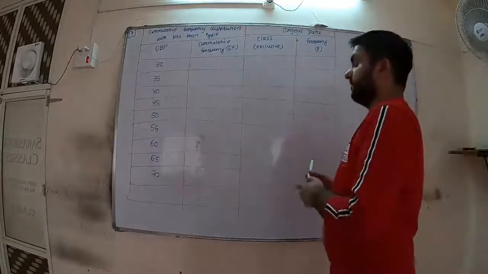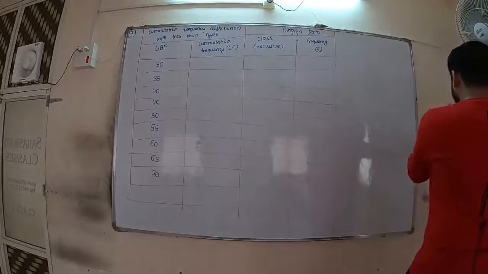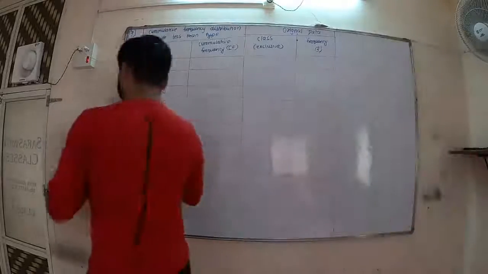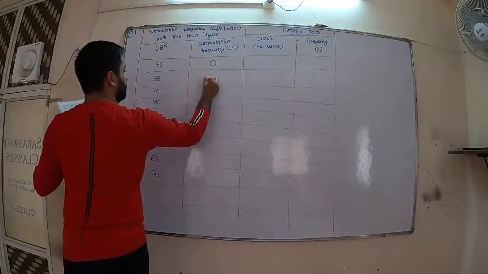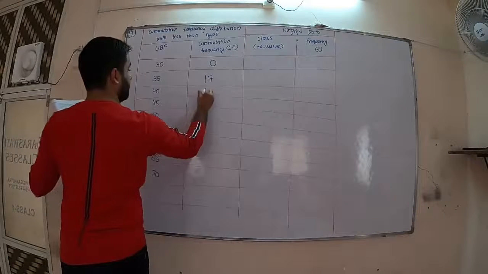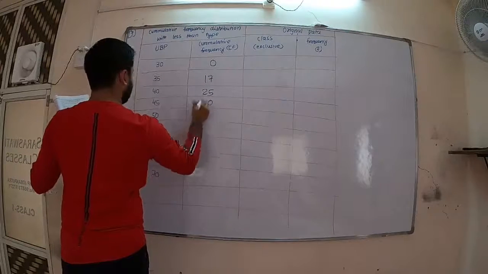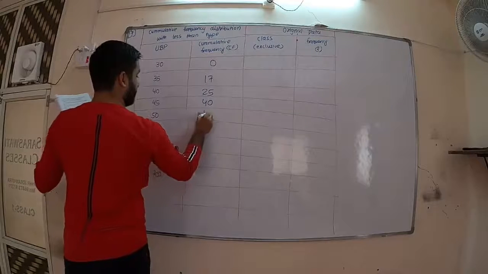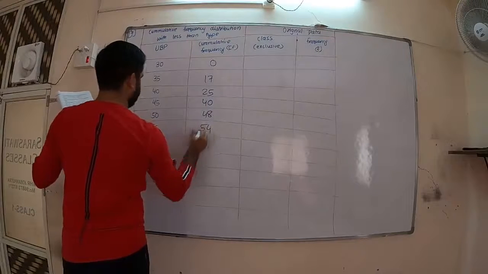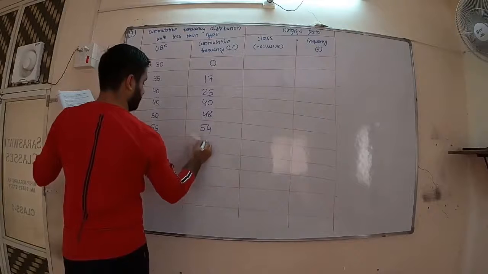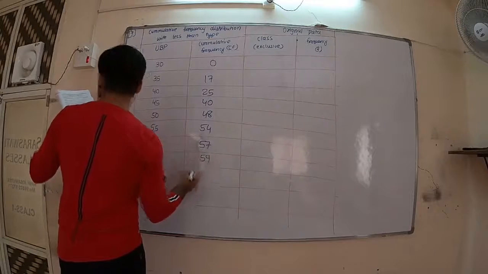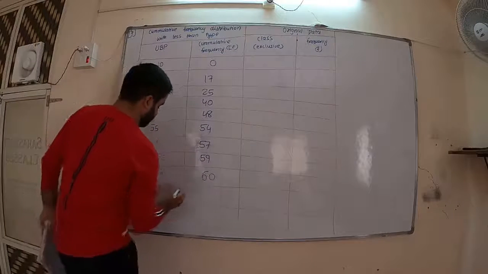Now, cumulative frequency: 0, 17, 25, 40, 48, 54, 57, 59, 60.